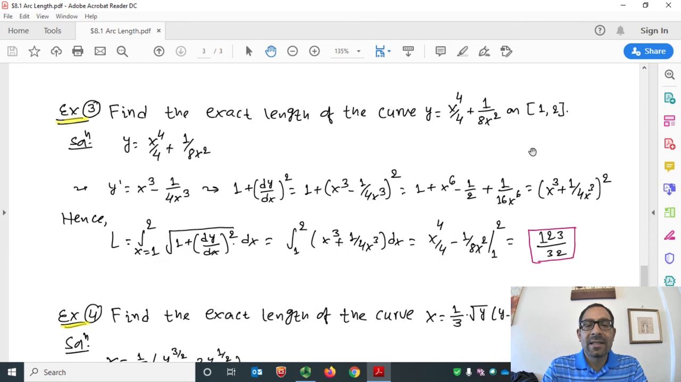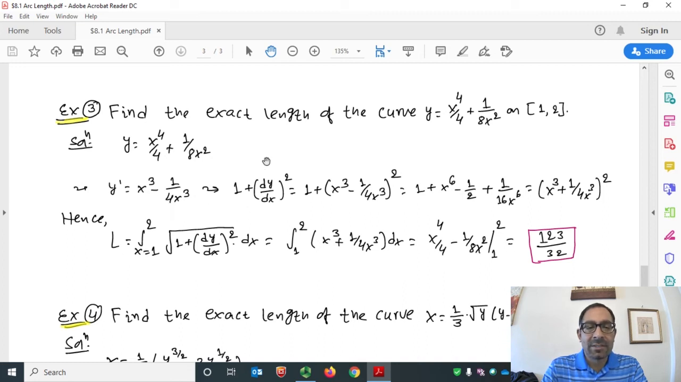So example 3. Find the exact length of the curve given by y equals x to the power 4 over 4 plus 1 over 8x squared on the interval [1, 2]. And begin the solution, just the routine computations. First start taking derivatives. Here y prime turned out to be x cubed minus 1 over 4x cubed.